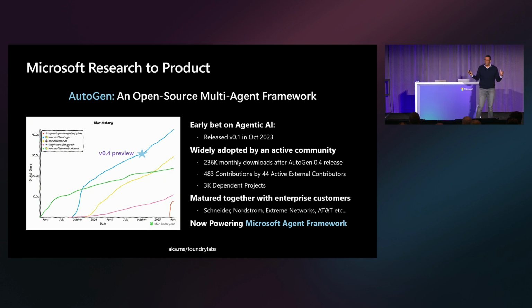It went viral in the open source community. Many hundreds of thousands of downloads, contributions from many open source contributors, and many at least in the open source realm, many projects taking dependencies on the Autogen framework. But importantly for this story here, this was actually matured together with customers as well, and you can see some of those enterprise customers there.